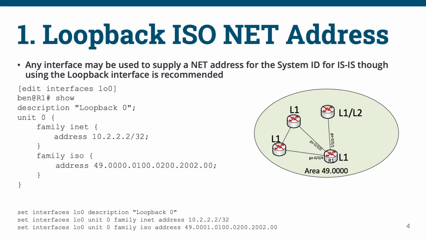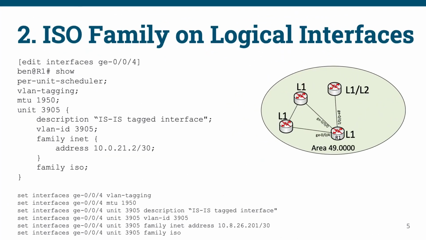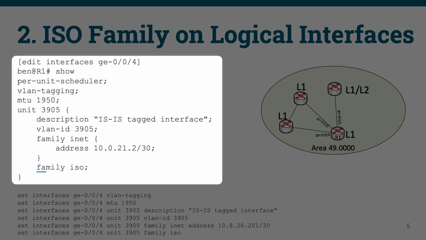Now that we've configured the needed ISO address on the loopback interface, let's move on to the next step, configuring the ISO protocol family on the logical interfaces that will participate in ISIS. As we see in our configuration snippet here, the family ISO configuration statement is under the logical interface that will participate in ISIS. Because it is in the logical interface hierarchy, separate logical interfaces which are tagged with separate VLANs may participate in ISIS. This interface is tagged with the VLAN ID 3905.